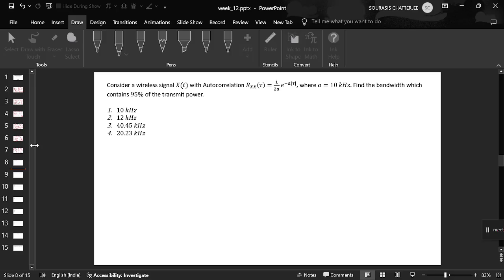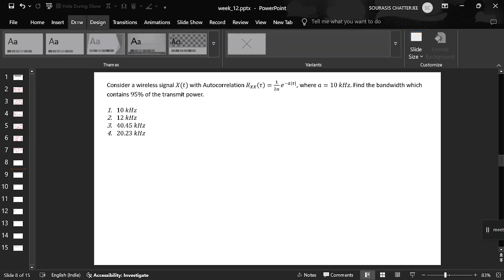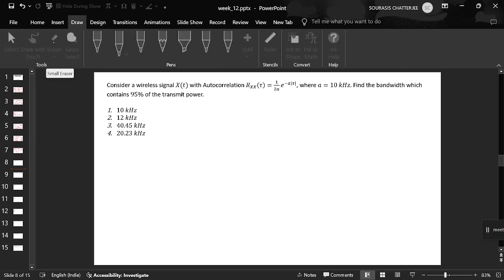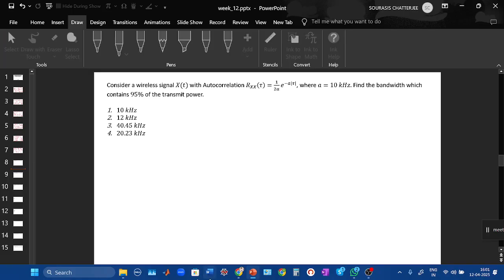Just a moment, system is hanging as of now. What is happening?